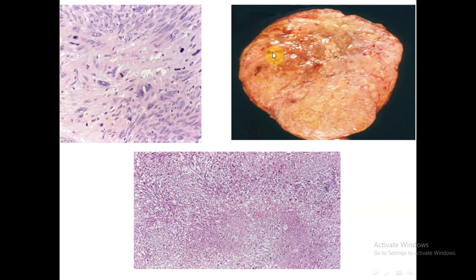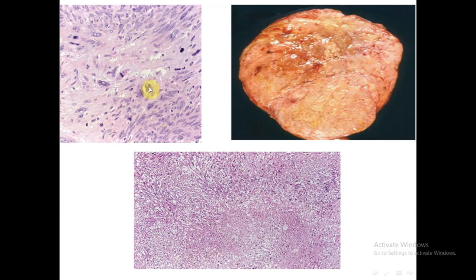This is grossly leiomyosarcoma. We see a circumscribed large mass containing areas of hemorrhage and areas of necrosis. Microscopically, these are atypical cells. We see interlacing bundles of spindle cells proliferation. Each bundle grows in a different direction than the other.